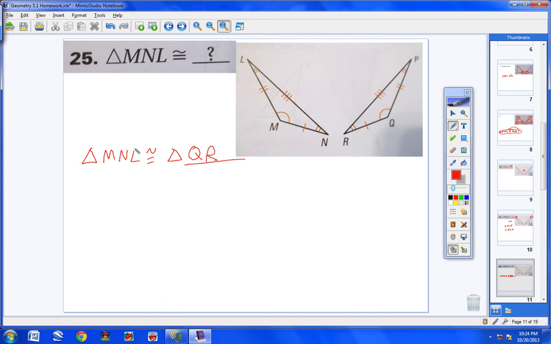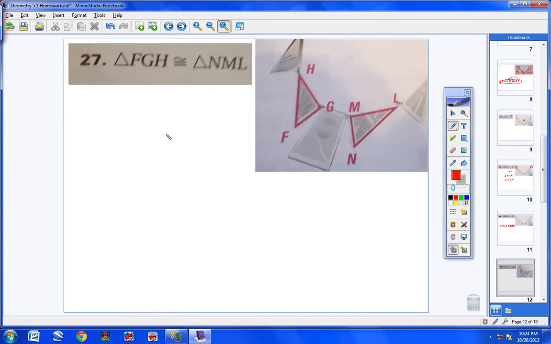And then last we have L. L is right here with 3 slashes. And the angle over here with 3 slashes is P. So triangle MNL is congruent to triangle QRP. Moving on to number 27.